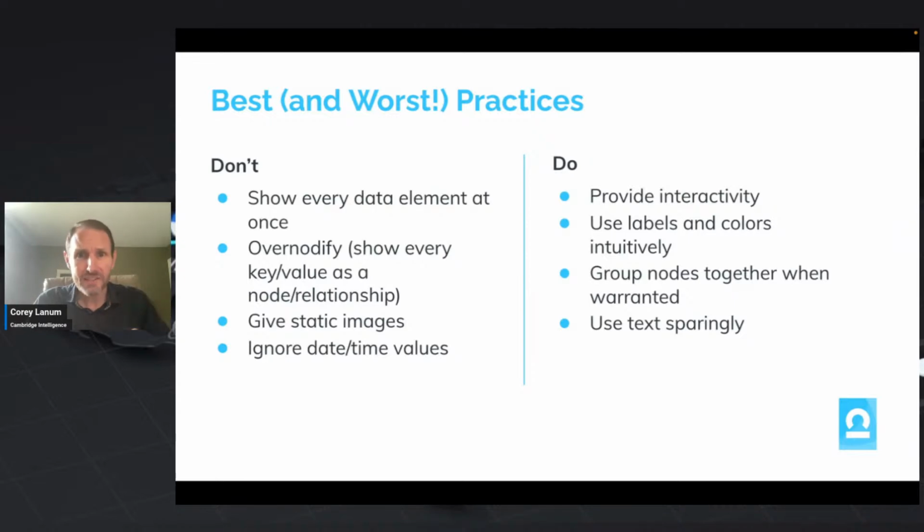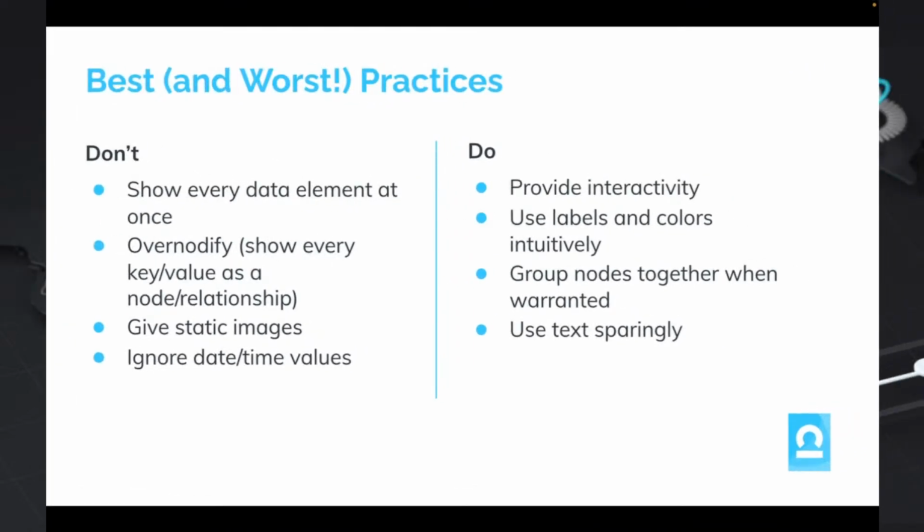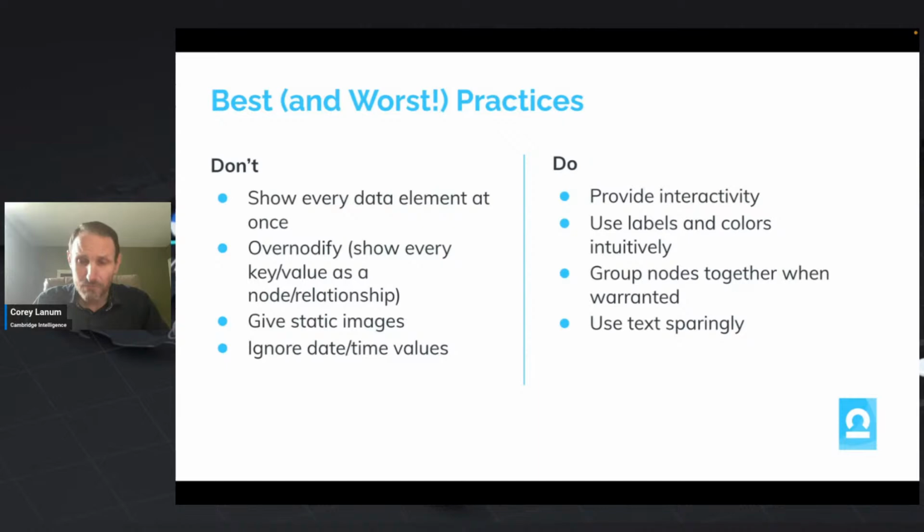So over on the do side, I talked about interactivity already. I think that's a critical one. Labels and colors, I think it's easy to go nuts with that. Labels in general should be used as sparingly as possible. Just show me enough to identify what this node represents, but don't write a whole paragraph around what that node is. And the same with links, even more so.